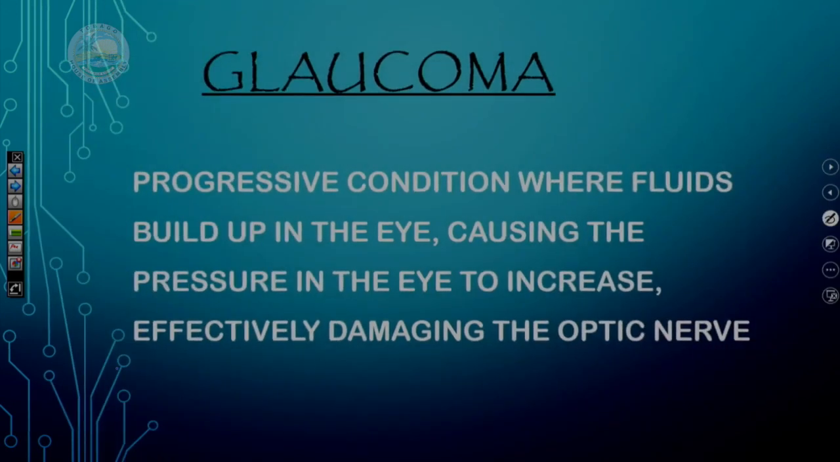So we just touched very briefly on a condition called glaucoma. It is in your syllabus, so you just need to know about it. Glaucoma is a progressive condition, so it happens mainly as you get older, and it is where fluids build up in the eye and cause a pressure on the eye. So that pressure will damage or press against the optic nerve, and over time it is going to damage the nerve. So how do we correct glaucoma?